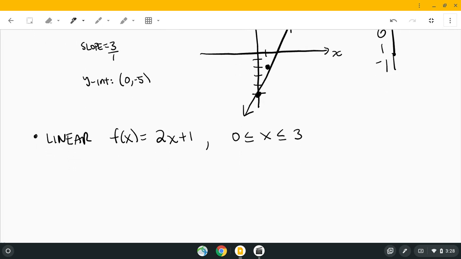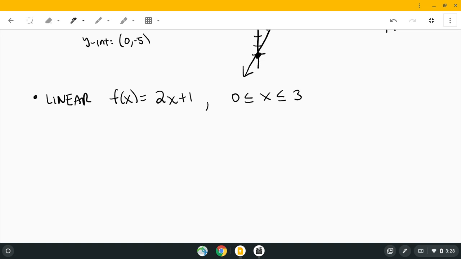Well, in this case, I would recommend that you make a table and use these endpoints for your x values. We want to know what the value is when we plug in 0, and when we plug in 3, and then we can graph it, and we would only keep the graph between 0 and 3. When x is 0, 2 times 0 plus 1 is 1. When x is 3, 2 times 3 is 6, plus 1 is 7. So we have the points (0, 1) and (3, 7).